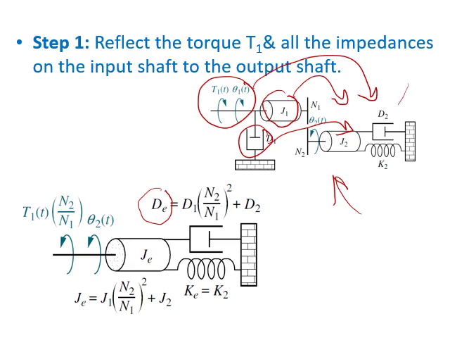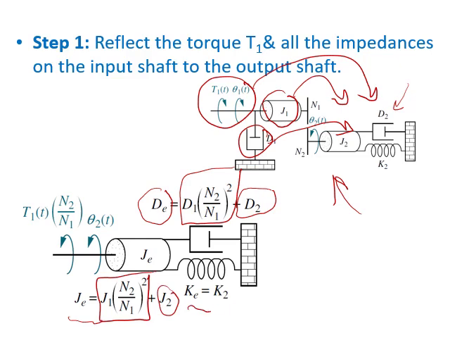Equivalent damper will be equal to D2 as it is, plus D1 with reflection. Similarly, J equivalent is equal to J2 plus J1 multiplied by the reflection ratio, and K equivalent is equal to K2. Theta 2 is the angle at its location, so nothing will happen to it and it stays as it is.